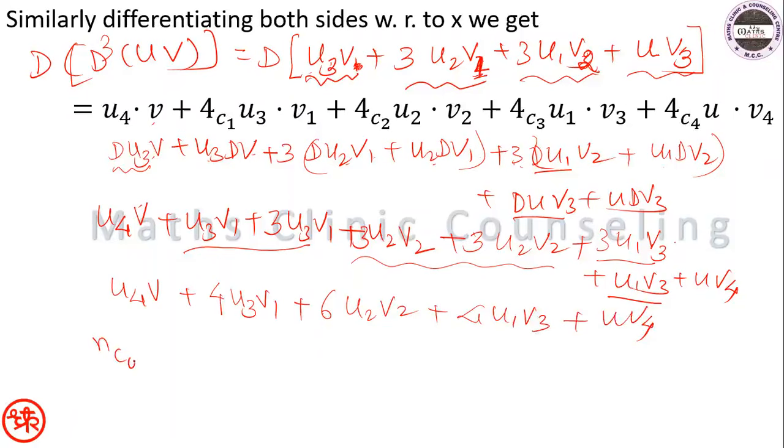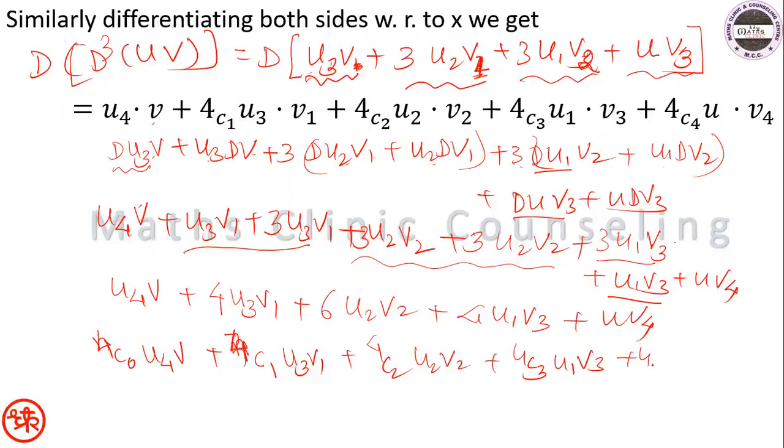This can be written as nc0 u4v plus nc1 u3v1 plus nc1 means what? We have 4c1. This is 4c0. Okay, then 4c2 u2v2 plus 4c3 u1v3 and plus 4c4 uv4.